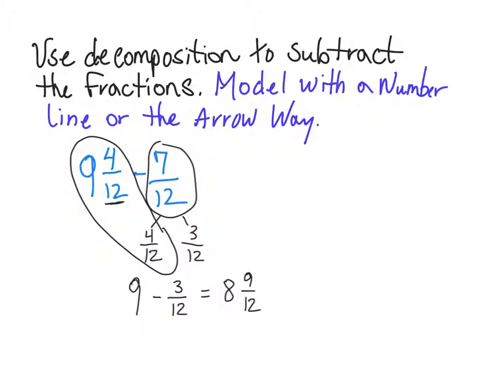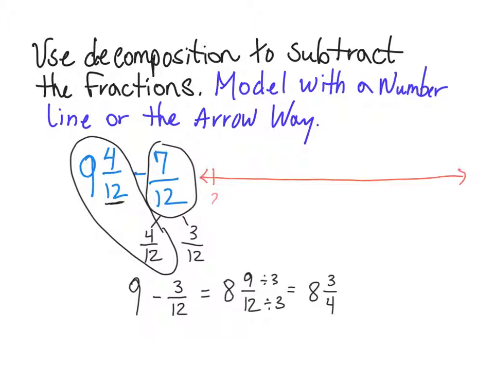Now, remember, 9/12. Can we simplify that? Yes, we can. The factor they both share would be a 3. And when we divide the top and the bottom by 3, we get 8 and 3/4. Well, how does that look on a number line? Now, this one's going to be big because we're splitting it up into 12ths. So that's going to be a big one.